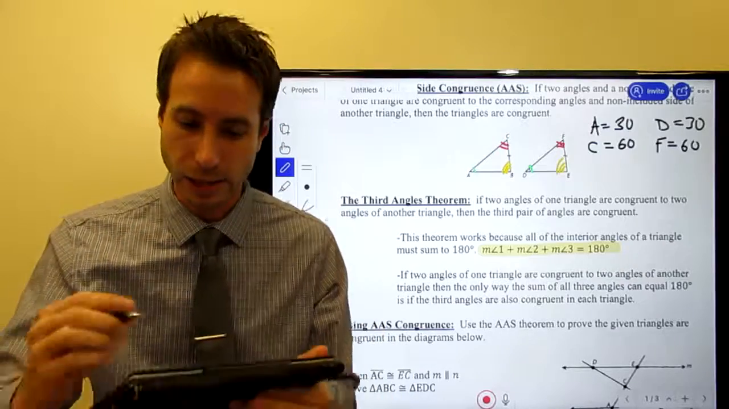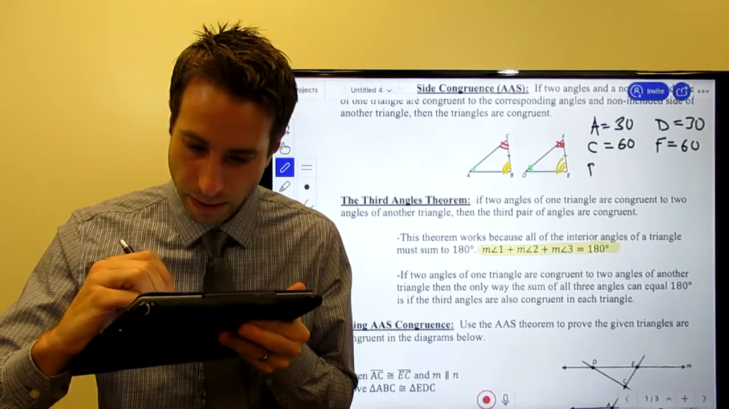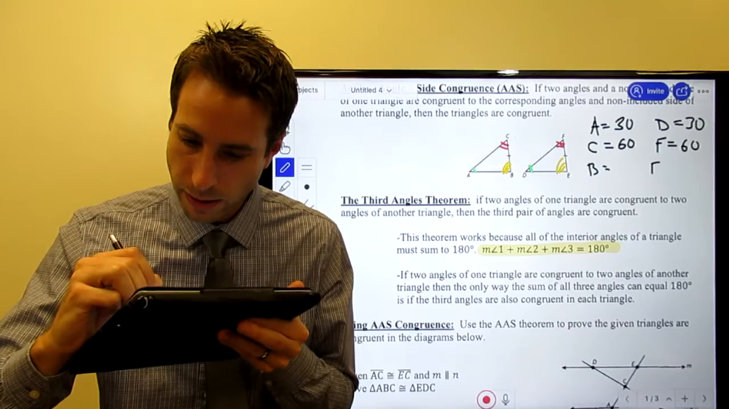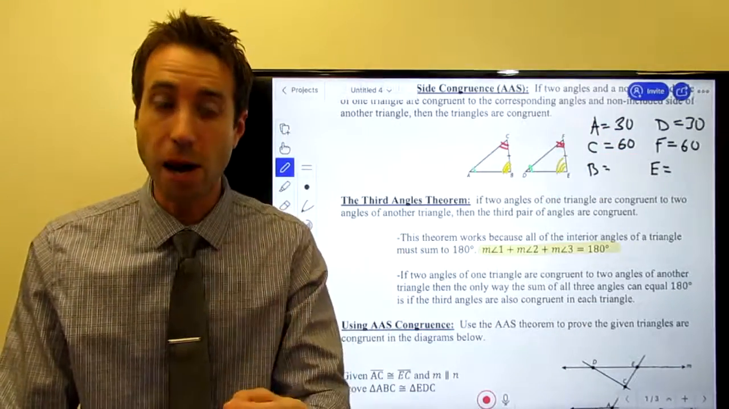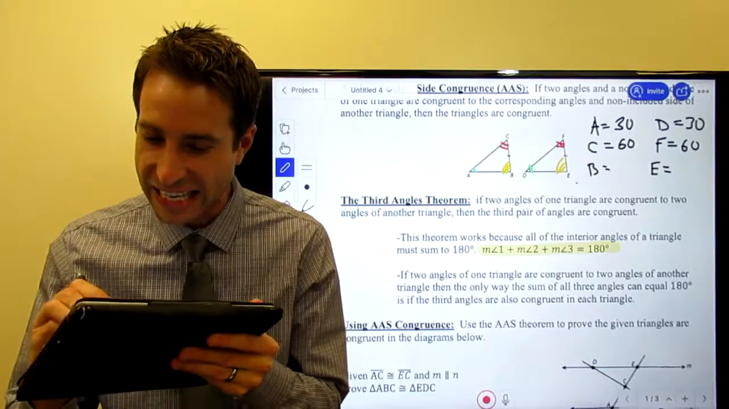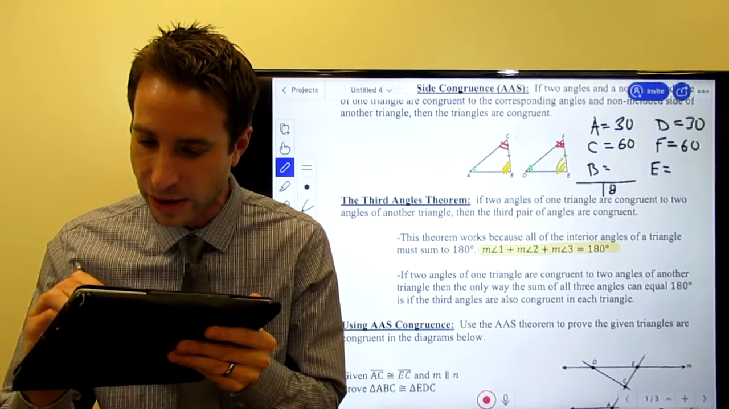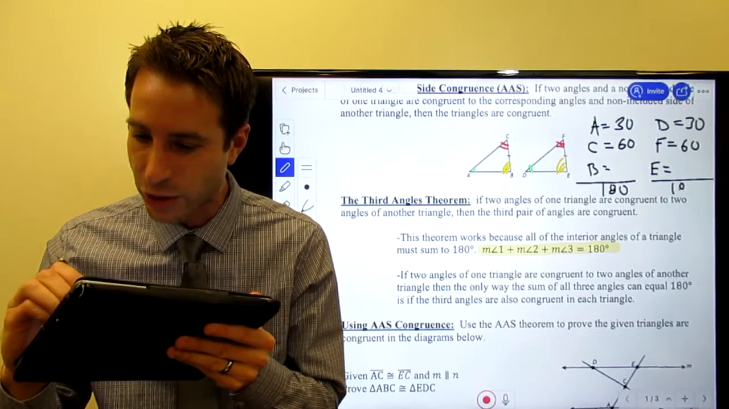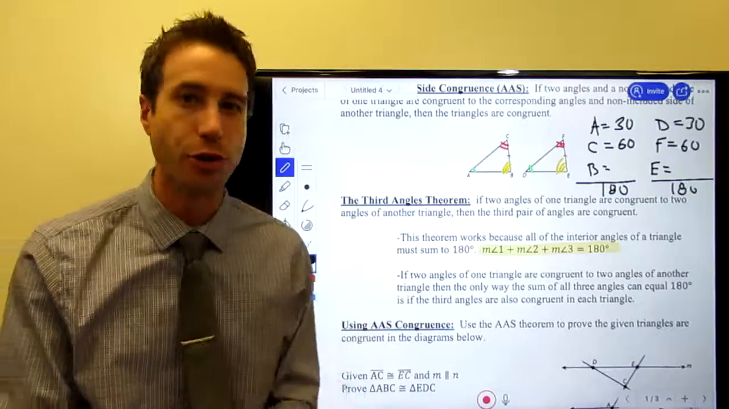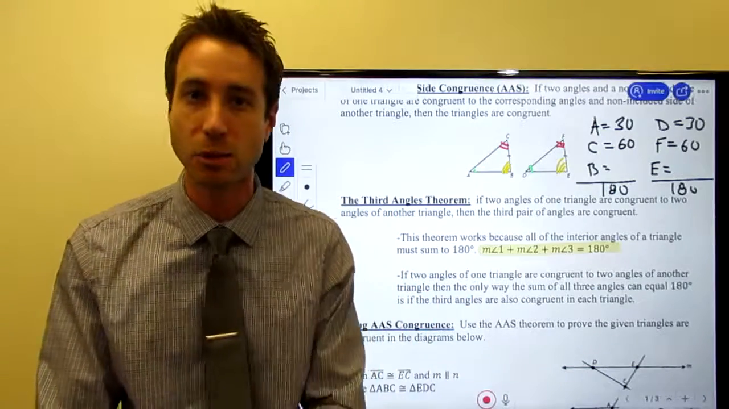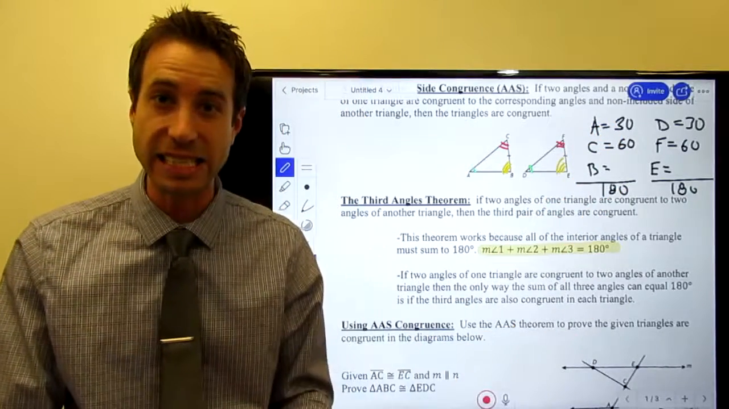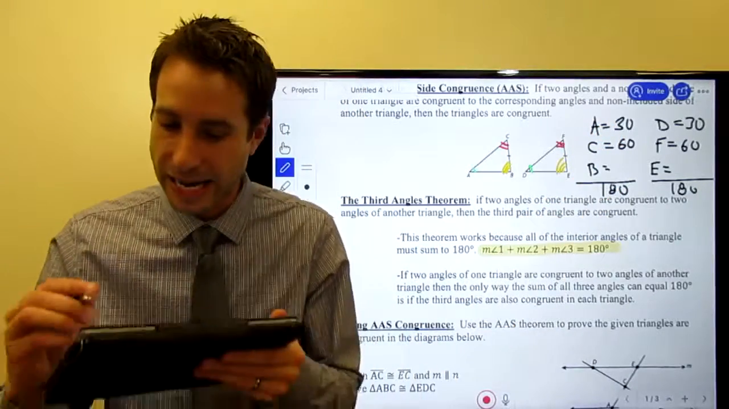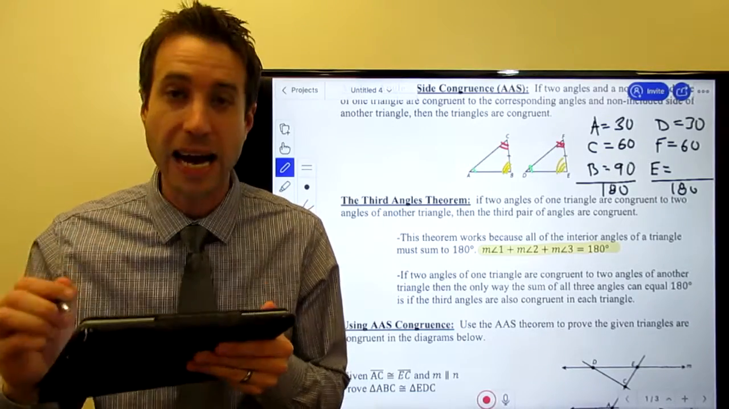But now watch this. Look, B and E. Remember, the angles must sum to 180 degrees. I must get 180 degrees. I don't have a choice. That's how the third angle theorem works. Well, 30 and 60 is 90. How do I get to 180? B has to be 90 degrees.